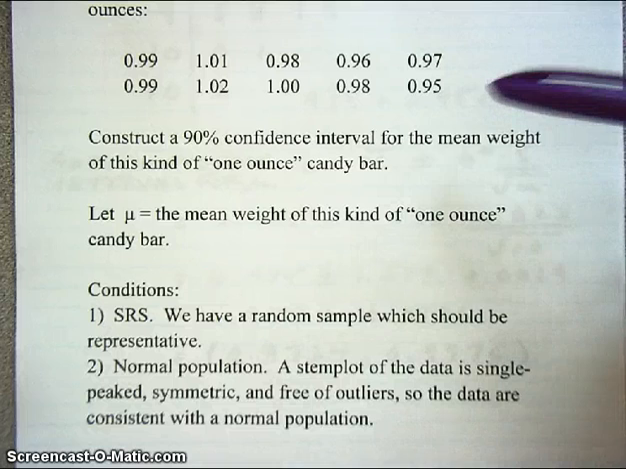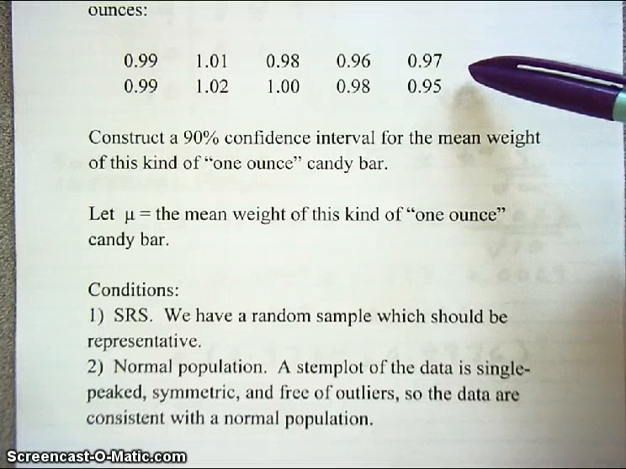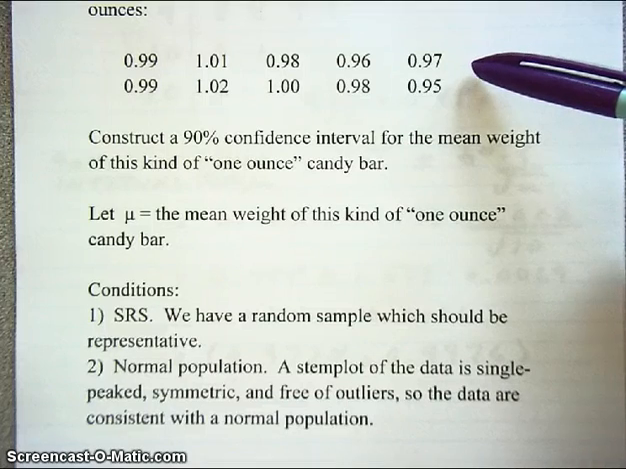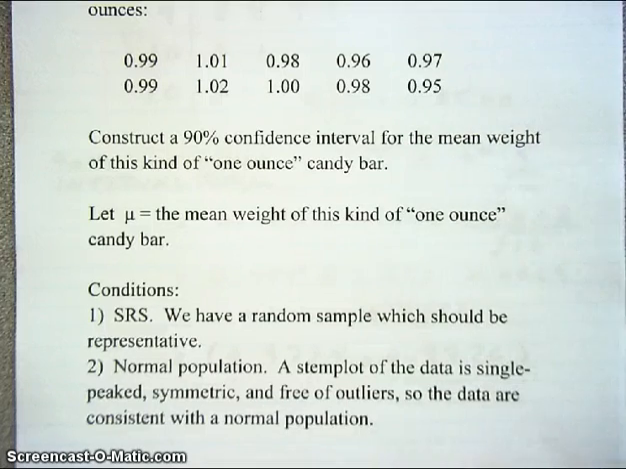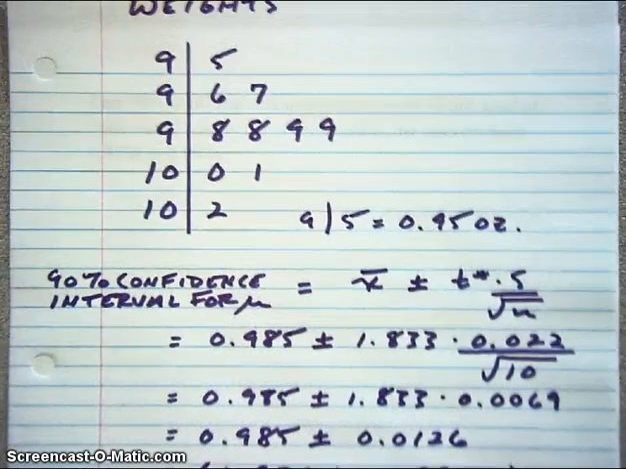We can't fall back on our first line of defense, which is the central limit theorem, because the sample size is too small. We would need 30 or 40 observations to invoke the central limit theorem here. So our second fallback position is looking at the data.